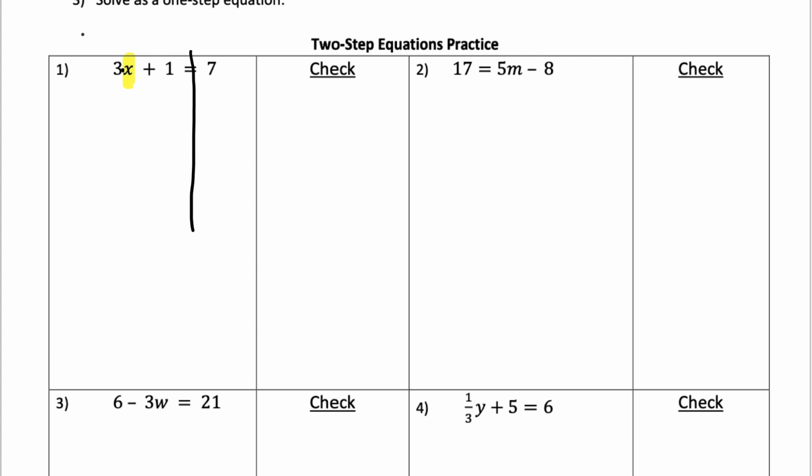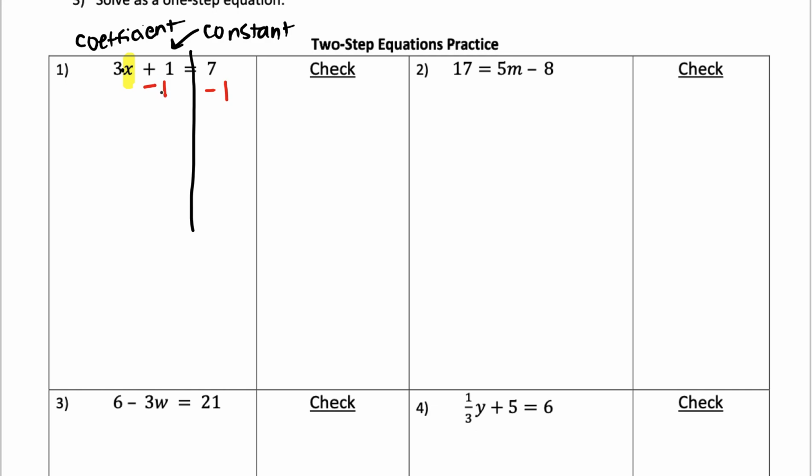So 3 is the coefficient, right? The constant is going to be 1. So we're going to look at the constant and we're going to get rid of that. So in order to move that positive 1 away from the side with the variable, we need to take it away, and the opposite of plus 1 is minus 1. So I do this on one side of my equation, and I do it to the other. Remember, we need to keep things balanced as we move on.